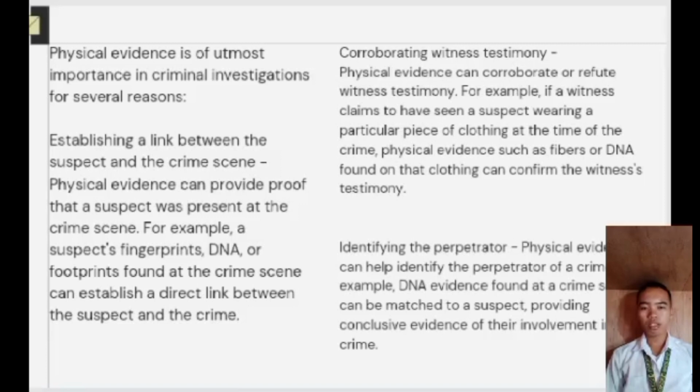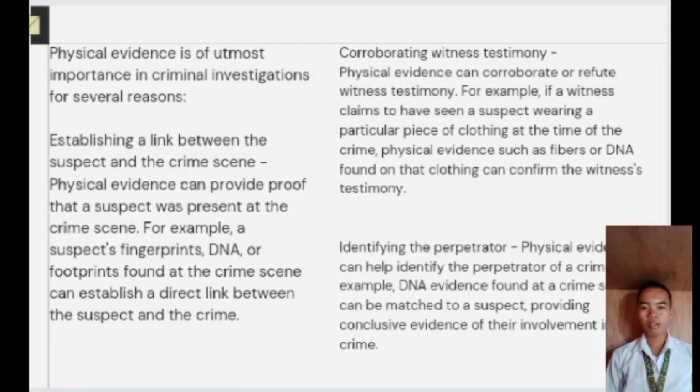Corroborating witness testimony. Physical evidence can corroborate or refute witness testimony. For example, if a witness claims to have seen a suspect wearing a particular piece of clothing at the time of the crime, physical evidence such as fibers or DNA found on that clothing can confirm the witness testimony.